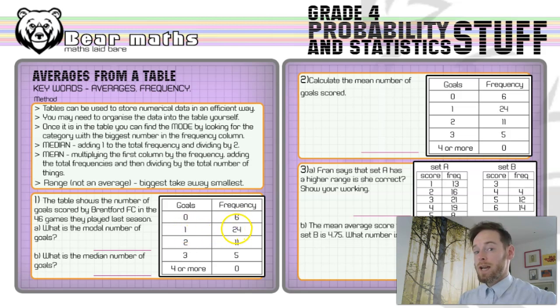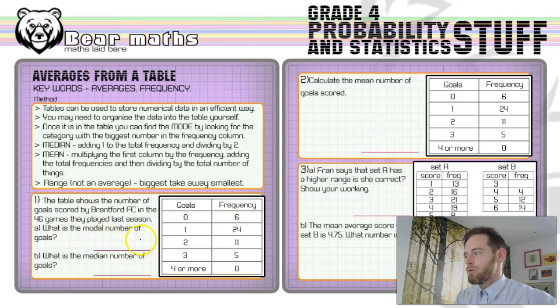In 24 games, Brentford scored 1 goal. This is what this means. In 6 games, Brentford scored 0 goals. In 11 games, they scored 2 goals, and in 5 games, they scored 3 goals, and in no games, they scored 4 or more. So the maximum number of goals they scored in the season was 3. Now, I don't know if this is true at all. I just made this information up, but there we go.